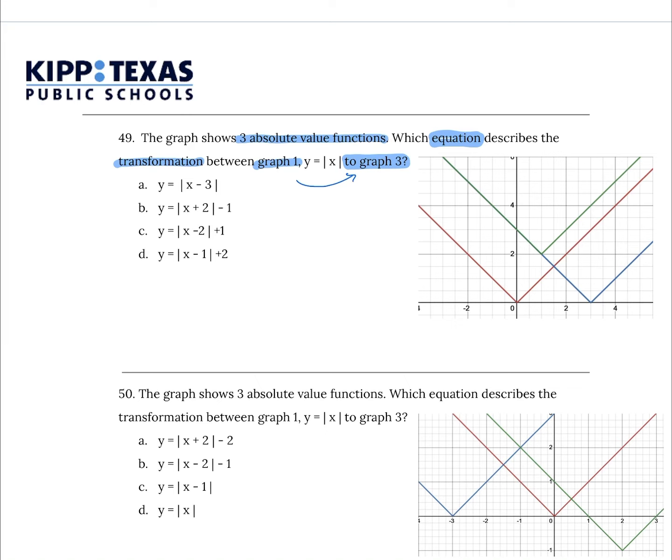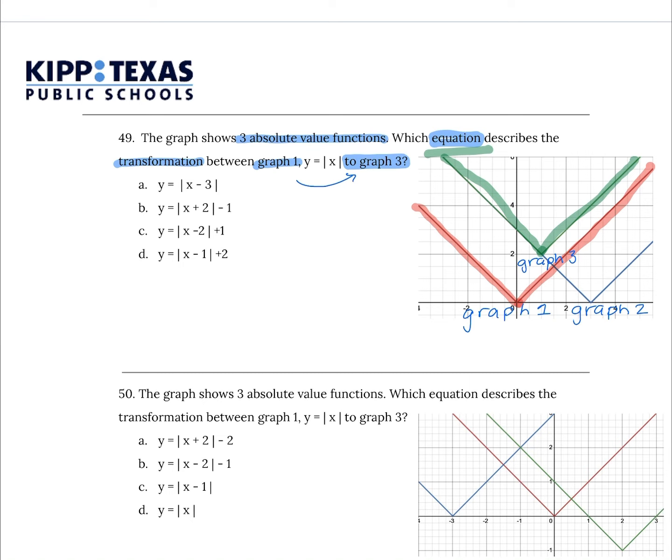On your copy, this one right here is graph 1. This one right here is graph 2. And this one right here is graph 3. So I basically want to know, how did I go from graph 1 to graph 3? All I want to do is find the equation that matches this.